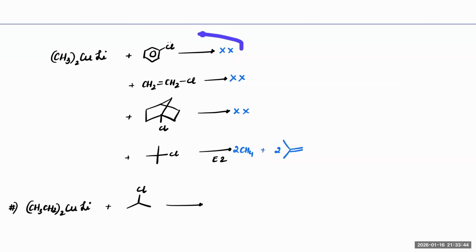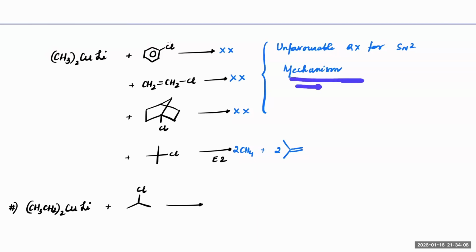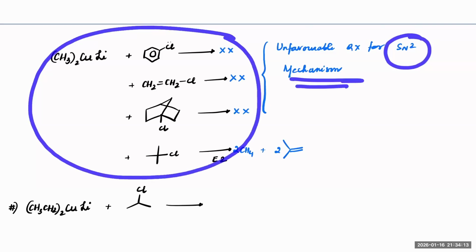You might ask, sir, why are these reactions not happening? Again, we'll come across this. These are unfavorable alkyl halides for the SN2 mechanism. What is SN2? As we go ahead, we'll come across that. As of now, just keep it as basic information. We'll be learning about all the SN2 reactions where again the same reactions will pop out. Okay.